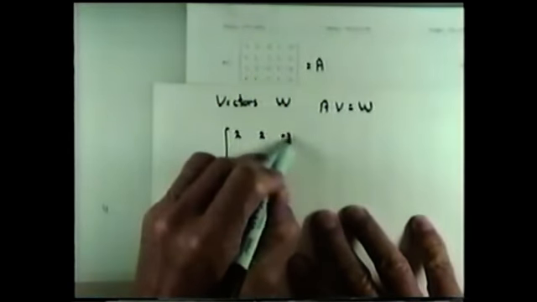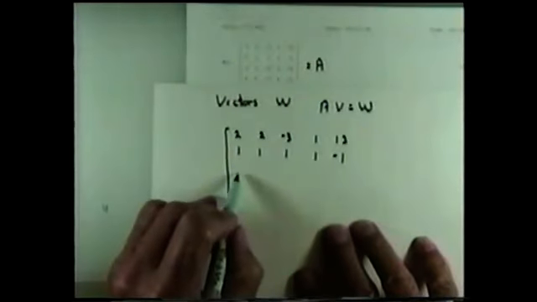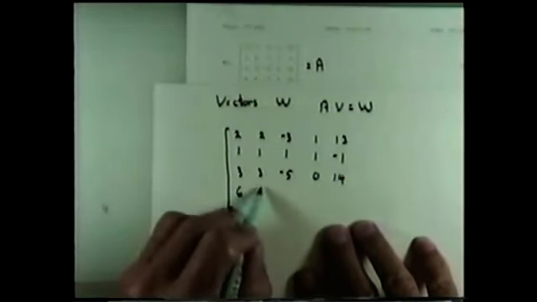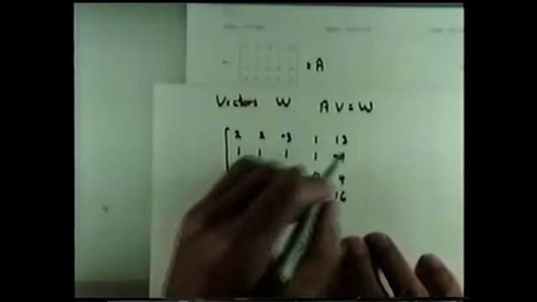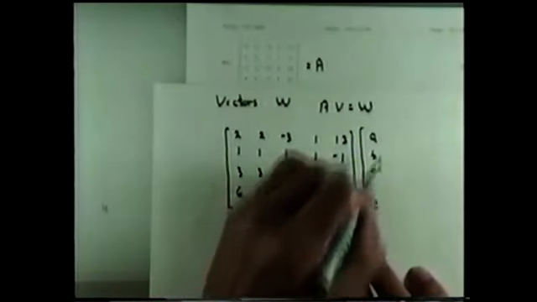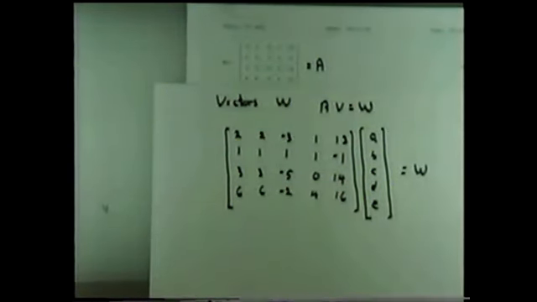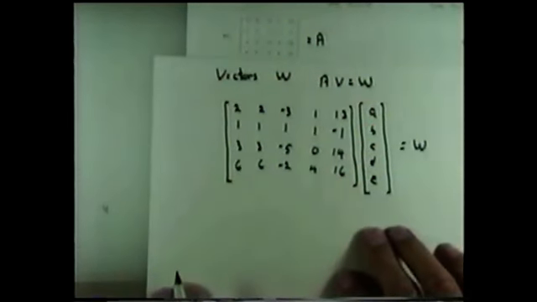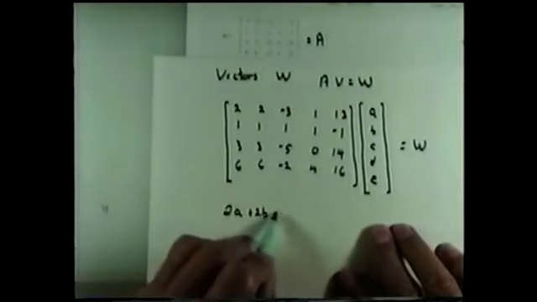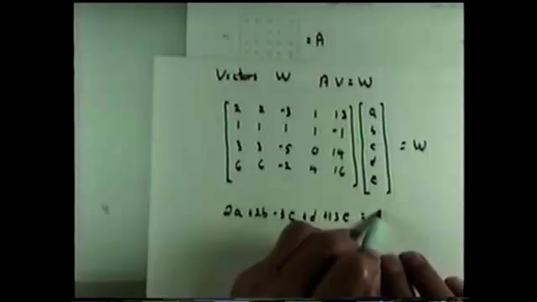the matrix with rows 2, 2, negative 3, 1, 13; 1, 1, 1, 1, negative 1; 3, 3, negative 5, 0, 14; 6, 6, negative 2, 4, 16, times the vector A, B, C, D, E is equal to W. So we have 2A plus 2B minus 3C plus D plus 13E is equal to W1.